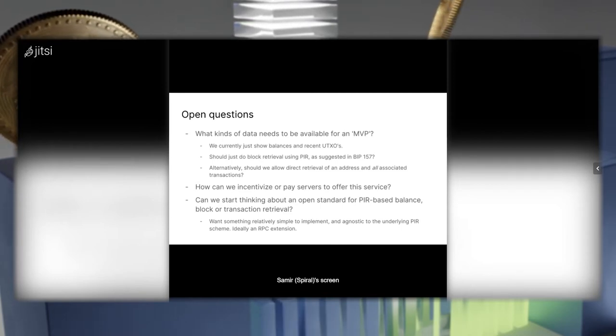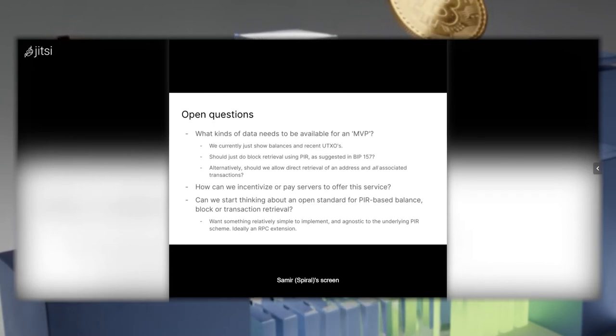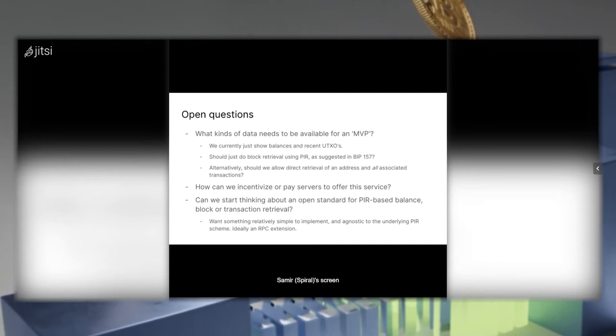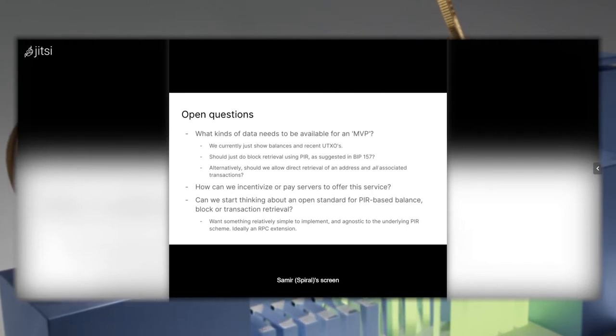And I think there's a couple options on how we do that. We need to think a little bit about the pay or incentivization structure for servers. This is a costly computation, so how can we make it feasible or practical for them? And long term, I would like to see an open standard for PIR for this data. So what we want is something that's not tied to a company or a person or an organization, but ideally maybe a BIP or something that allows us to not tie ourselves to any particular scheme and do this PIR thing as an extension of our current way of, say, doing a get block RPC or whatever. So yeah.